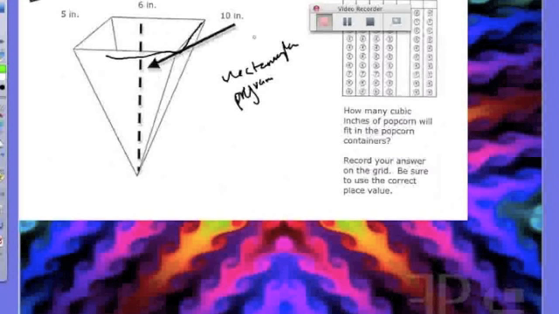All right, but anyways. So what you do is go to your formula chart. If you don't have your formula chart, guess what? You tuned into the right channel. You are trying to find the volume. V equals 1/3 big B H.